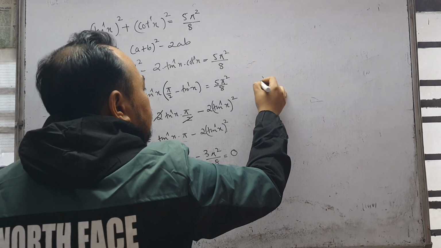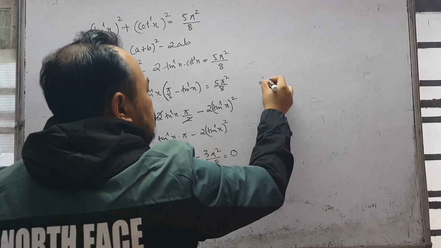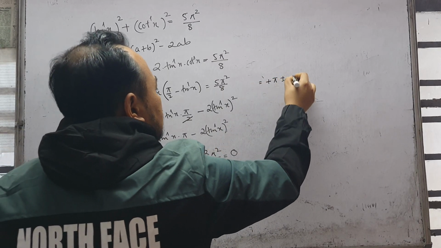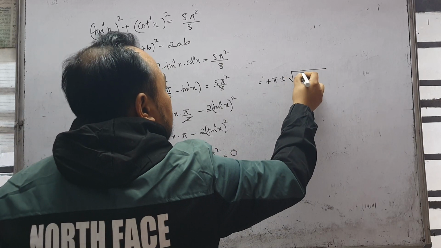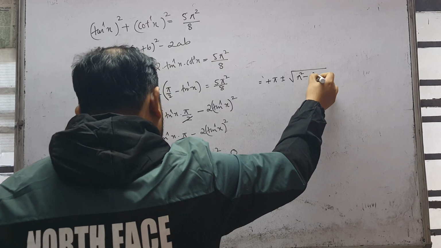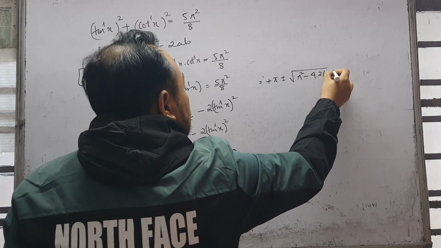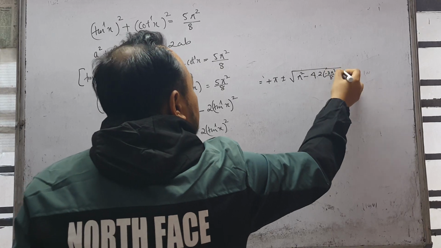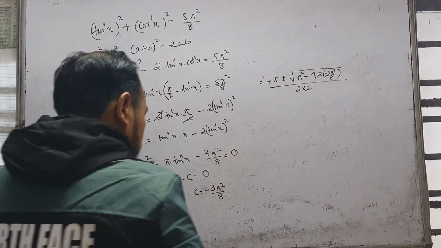Okay, tell me the formula. Minus b plus minus root b square minus 4 into a into c. Minus b is minus pi, so b square is pi square, minus 4 into a into c, which is minus 3 pi square by 8. Divide the whole thing by 2 into a, which means 2 only.